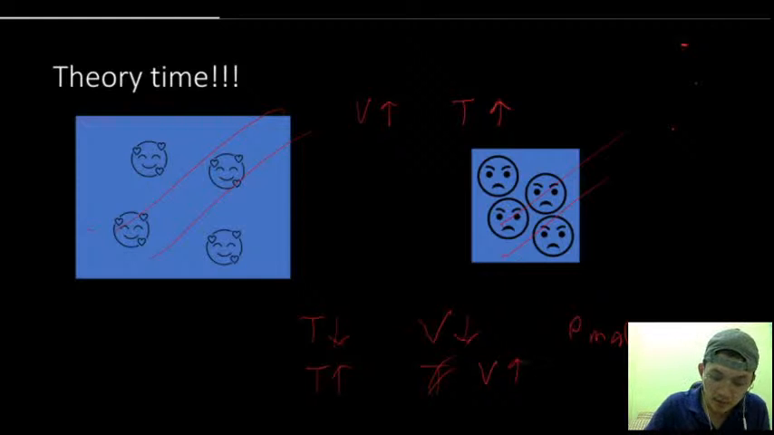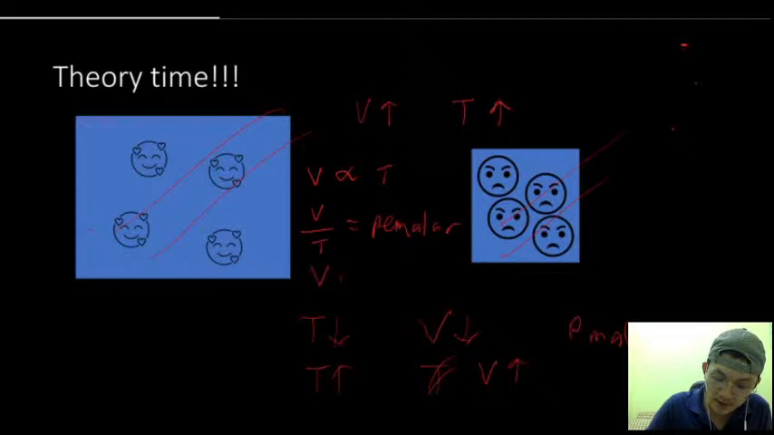Okay, in this case, V adalah berkadar langsung dengan T. Okay, because V naik, T naik. V divided by T adalah sama dengan pemalar, is equal to a constant. So V1 divided by T1 is equal to V2 divided by T2.